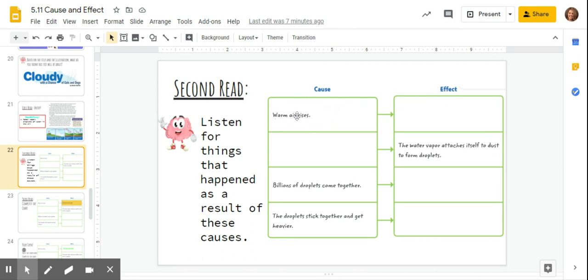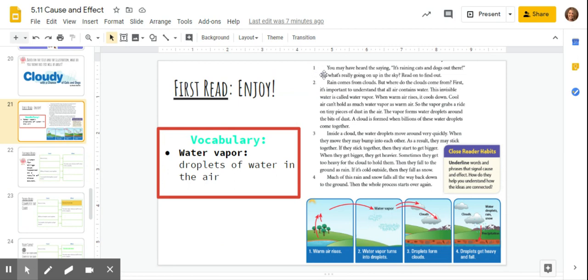So it says why? Warm air rises. Well, what happens because warm air rises, right? So all of these, we're going to figure out what happened. But then you'll notice that the second one, they gave us what happened. We have to figure out why it happened. Okay? So be listening for these things today as we read the second time. So for our second read, again, follow along, listening for those cause-effect relationships.